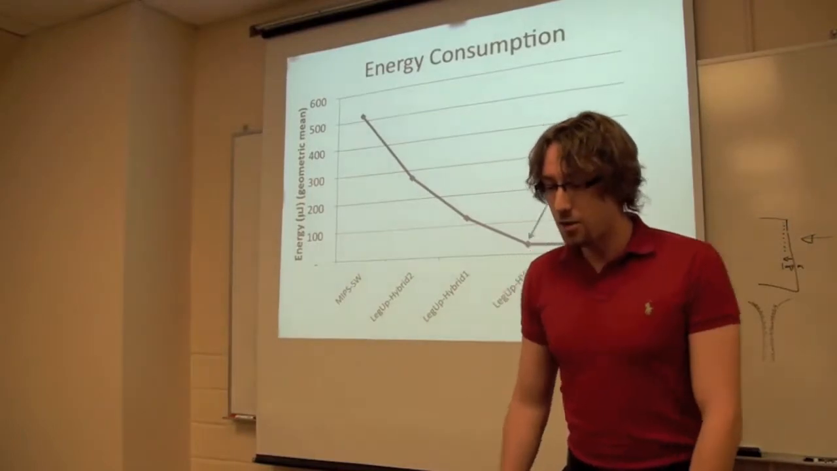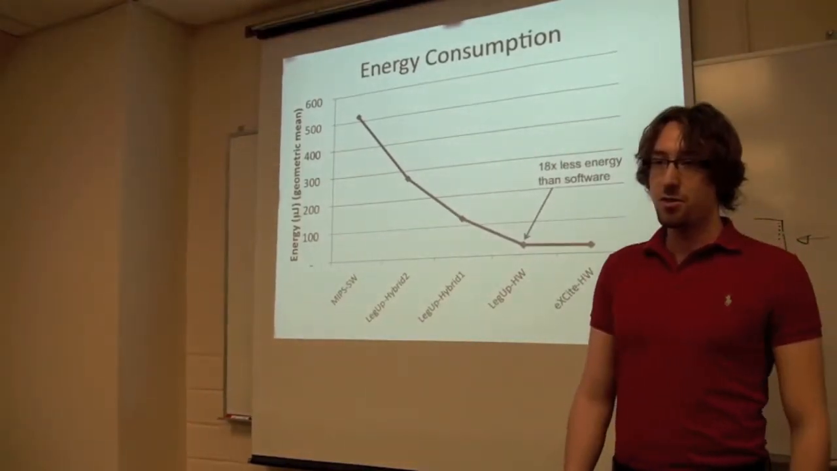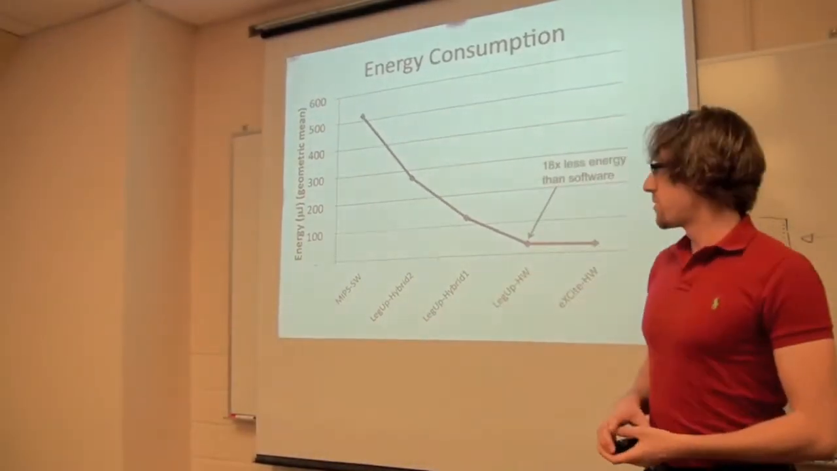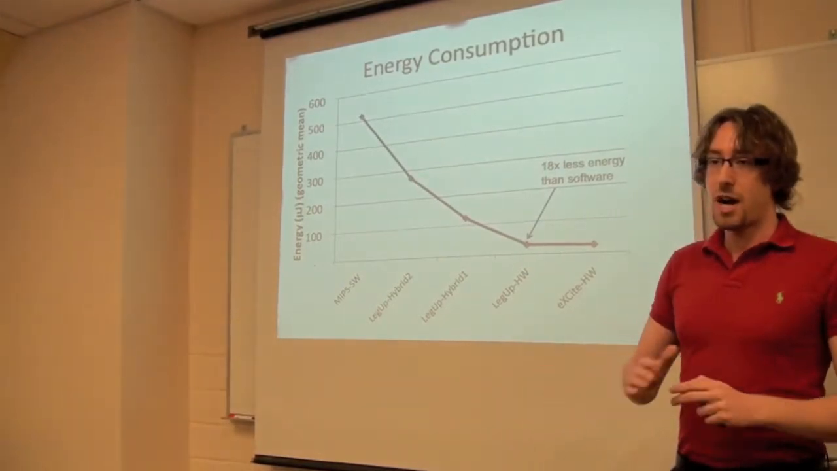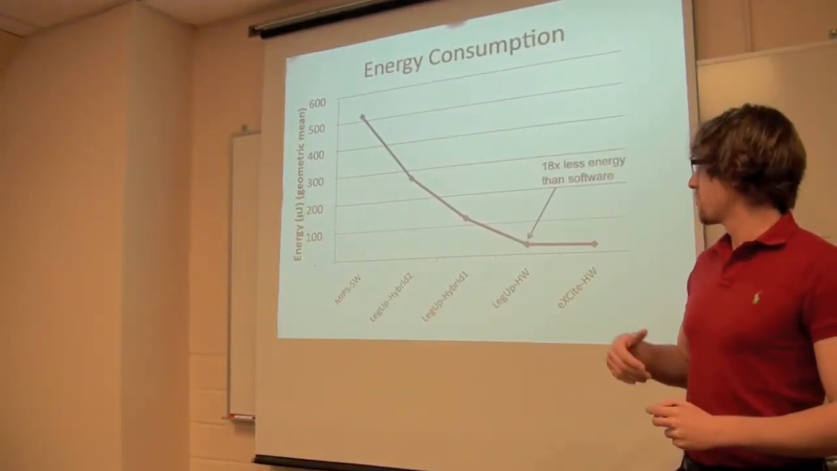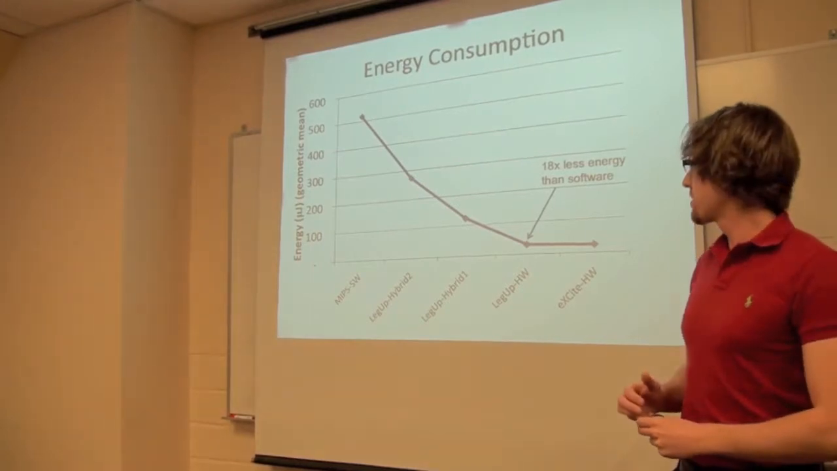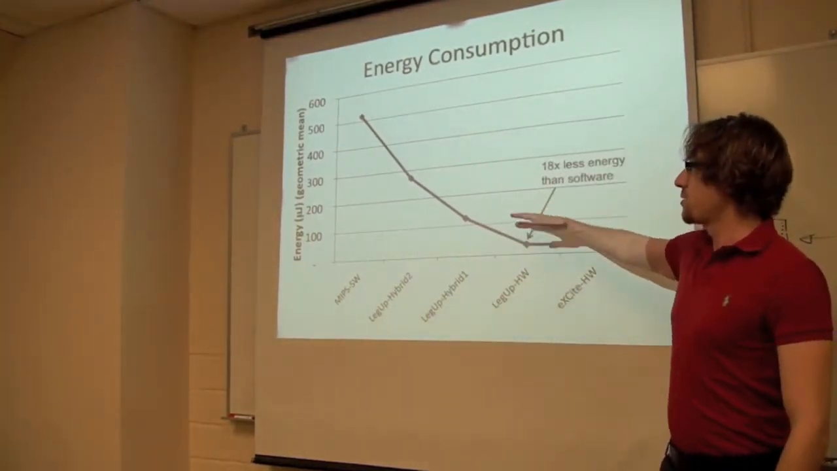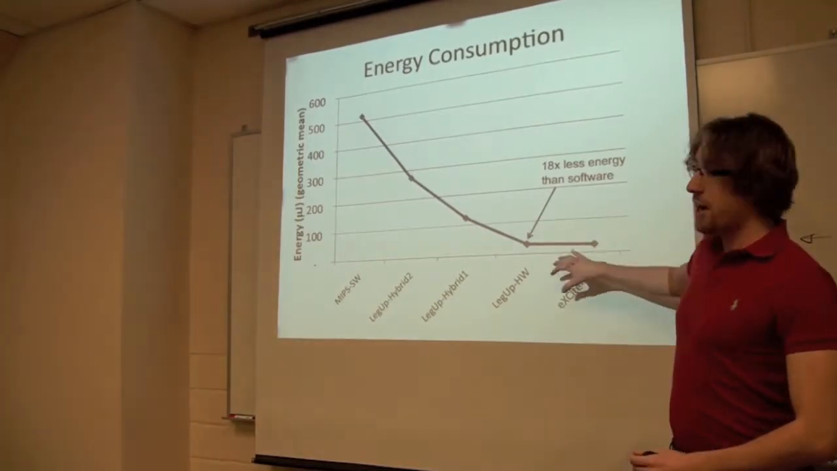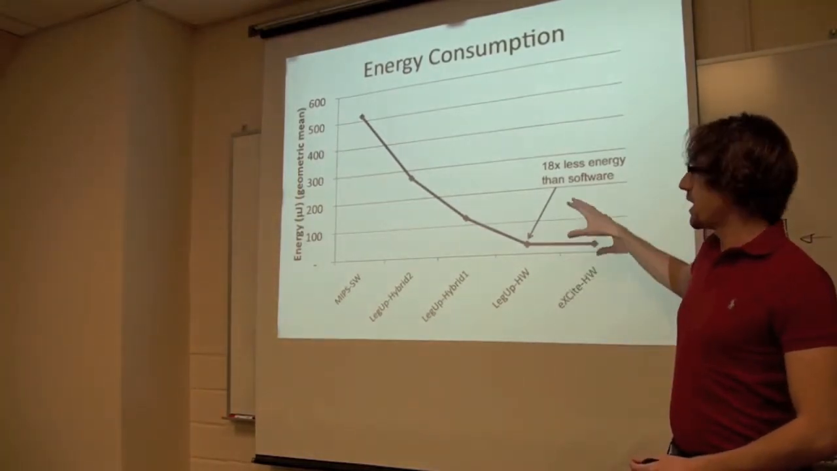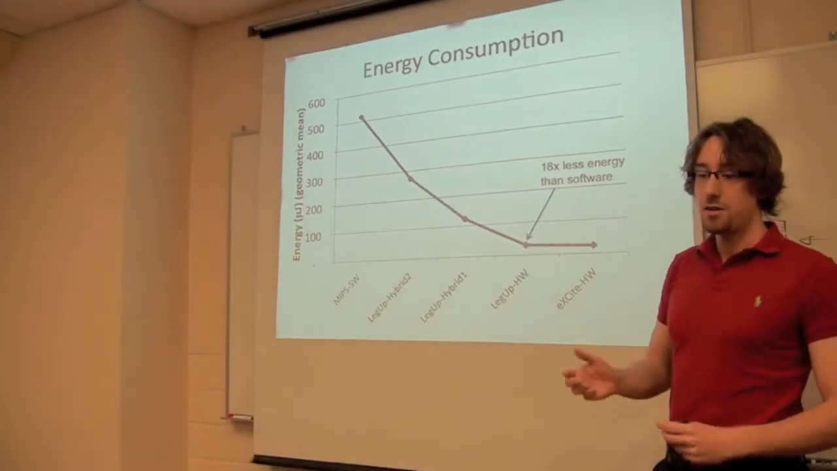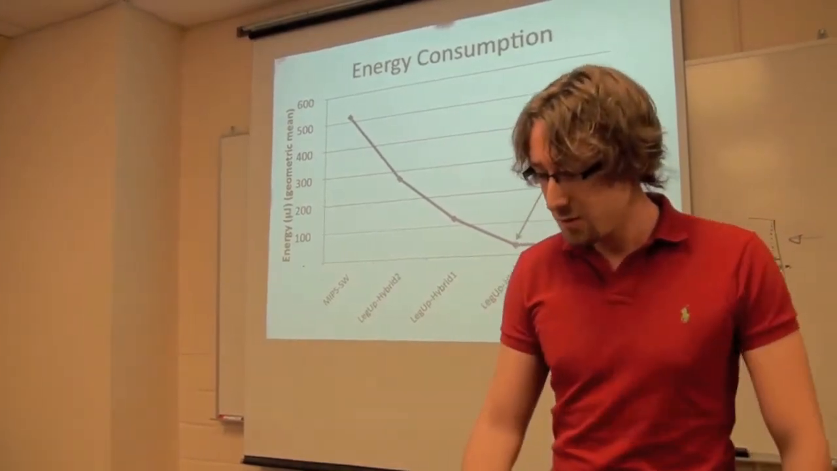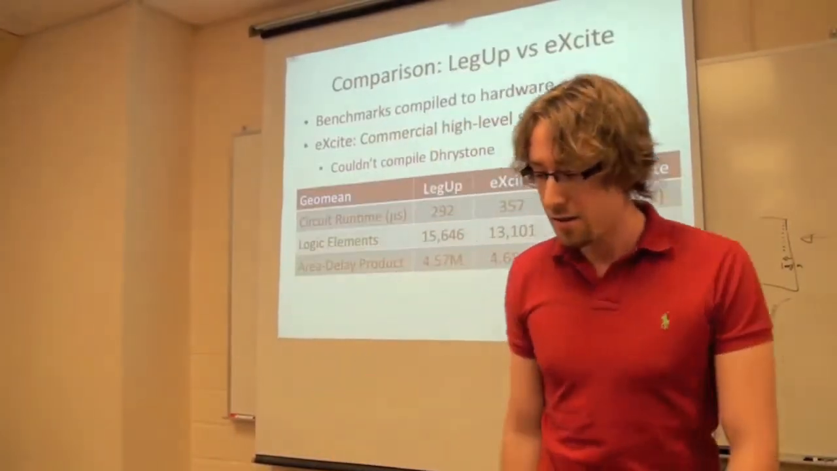And another interesting graph to look at is the energy consumed by the benchmarks. We got this by just doing a full timing post-routed simulation and running it through Quartus power analysis. And as you can see, as you go from software to a full hardware, your energy drops dramatically. In the extreme case where you're in pure hardware, you get about 18x less energy than a software implementation. So the energy results are pretty compelling.